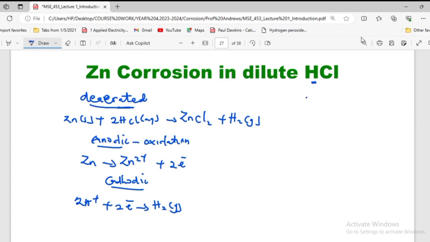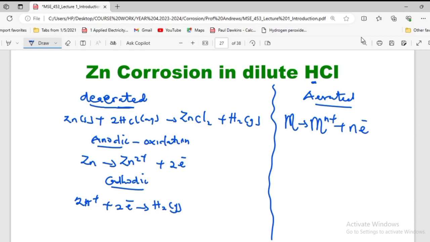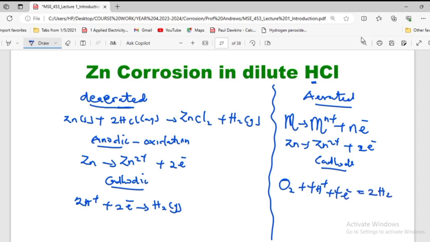Now, let's look at the aerated. When we talk about aerated, it means that there's oxygen. So with aerated, presence of oxygen. Now you know that the anodic reaction is always expressed as M equals Mn+ plus ne. So the anodic reaction, we are going to get zinc giving you Zn2+ plus 2 electrons. Now for the aerated, what we concentrate on is the cathodic reaction. Since it's aerated, that means that there's oxygen involved. So in acid, we are going to get O2 plus 4H+ plus 4 electrons, giving you water. So in this case, this is the aerated dilute hydrochloric acid, presence of oxygen. We have oxygen gas reacting with 4 moles of hydrogen ion plus 4 electrons, giving you water.